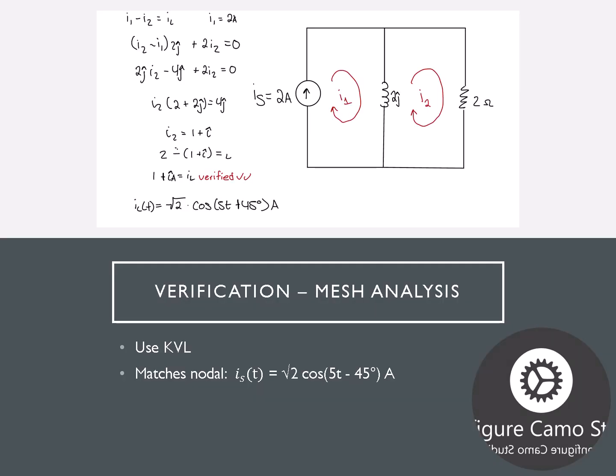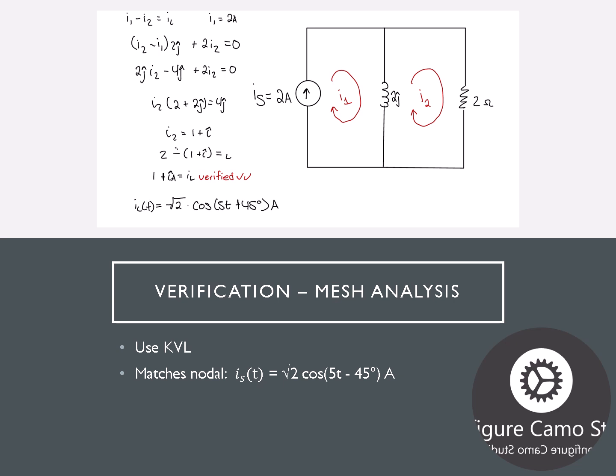How can we verify this? You can choose any method. For this one, it's easy to just do mesh analysis. You could also do power absorbed and make it equal to 0, but let's do 2 meshes. We have one loop on the left, I1, and one loop on the right, I2, and IL, the current down the middle branch through the inductor, is going to be I1 minus I2.